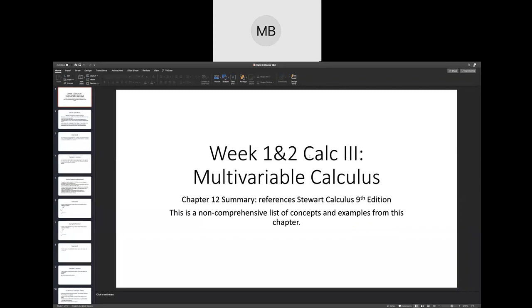So here we're looking at Stewart's Calculus 9th edition, chapter 12 summary. This is a non-comprehensive list of concepts and examples from the chapter. I do recommend that you go through the chapter, and there may be a few concepts that I don't cover here that are covered in the textbook. So you may want to look more in detail inside the textbook for additional explanations or additional problems.